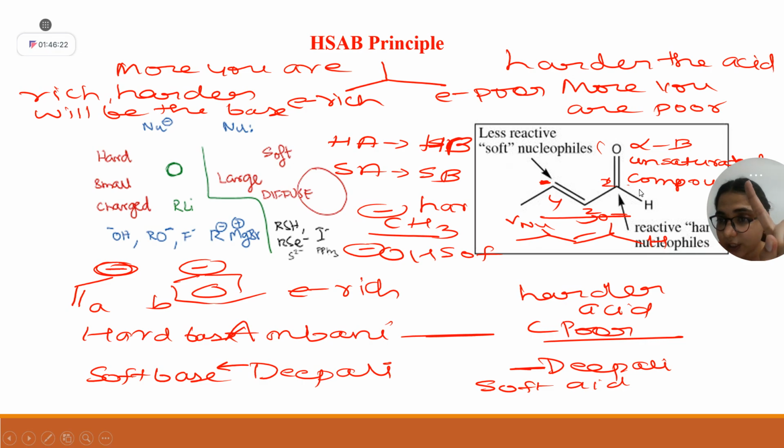So there are two electrophilic centers. One is directly attached to oxygen, the other is the conjugated one. If you are playing tug of war, which person experiences the main pressure? The one in front, right? In a similar fashion, this carbon is more electron deficient in comparison to carbon number 4. So this is your hard center, this is your soft center.